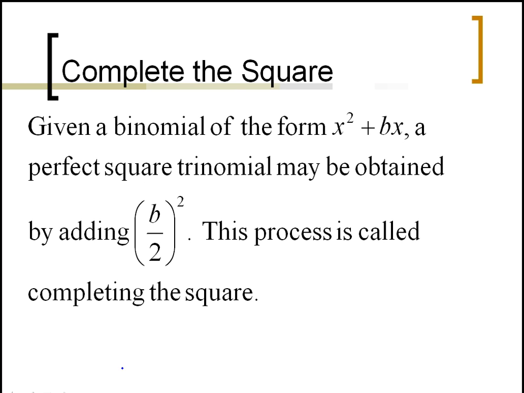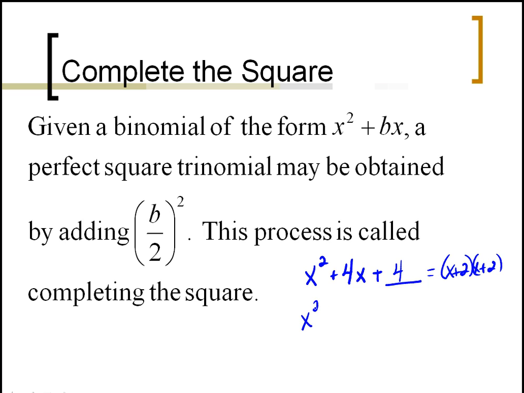So for instance, if I have x squared plus 4x, what do I need to add to get a perfect square trinomial? So what I would have to do is take half of 4 is 2, and square it. 2 squared is 4. So if I add 4, I get a perfect square. How do I know that? Because it factors as x plus 2 times x plus 2.